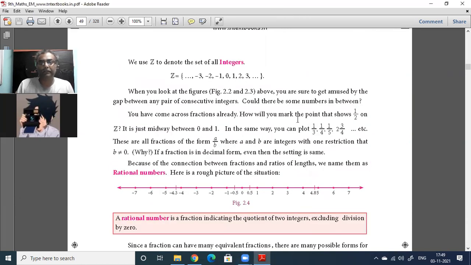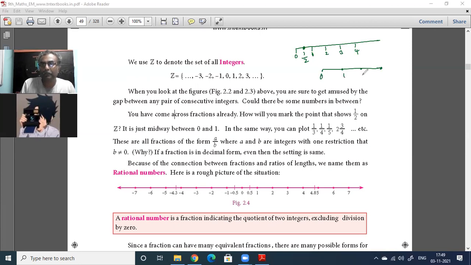You have come across fractions already. How will you mark the point that shows half on Z? So this is the number line: 0, 1, 2, 3, 4. How will you mark the point that shows half? It's just midway between 0 and 1. This is half. So fractions. The same way you can plot 1/3. How will you plot 1/3? 0, 1, 2, 3. 1/3 you have to plot here. Then you can plot 1/4 here. 1/5 will come even slightly more. How will you plot 2 and 3/4? You have 0, 1, 2, and then 2 and 3/4. This is 2 and 3/4.